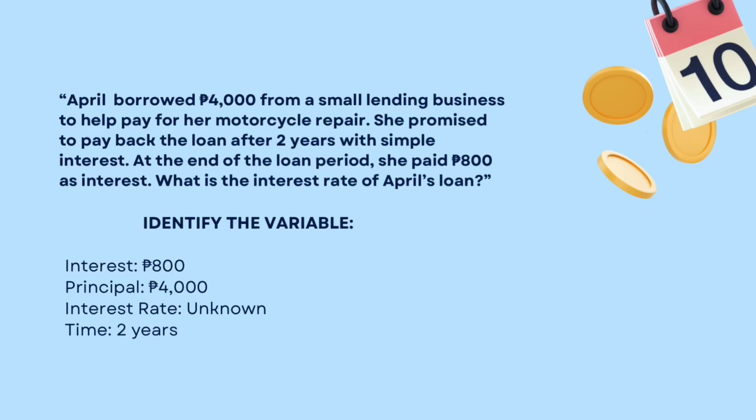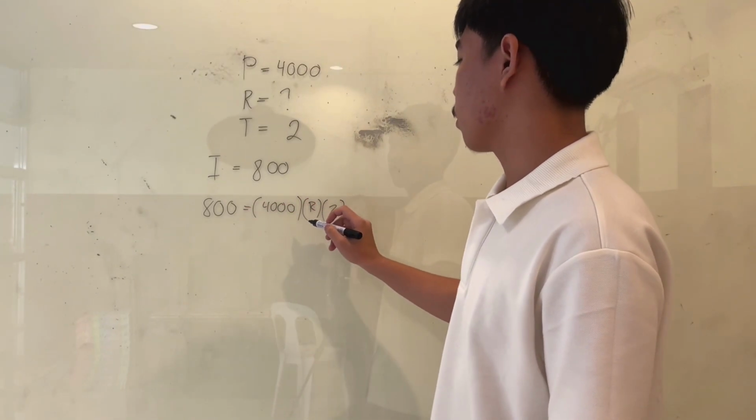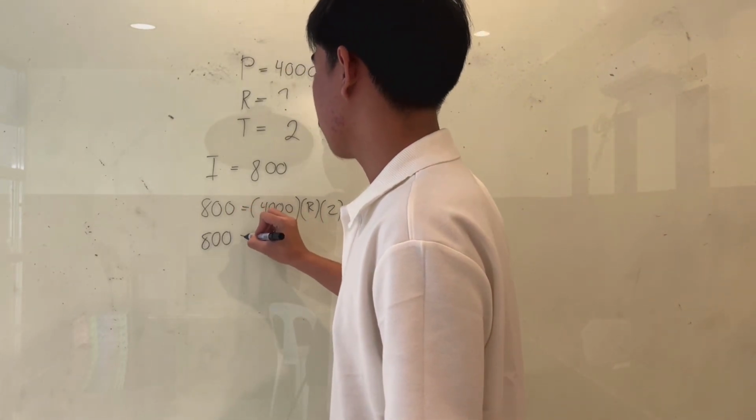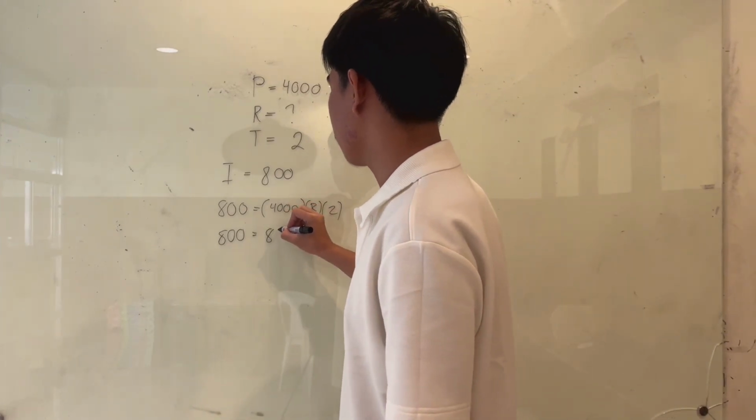What we're going to do first is to identify our variables. Interest is 800, principal is 4,000, interest rate is unknown, and the time is 2 years. 800 equals 4,000 times r times 2. Now let's solve. 800 equals 4,000 times r times 2, which is 8,000 r.